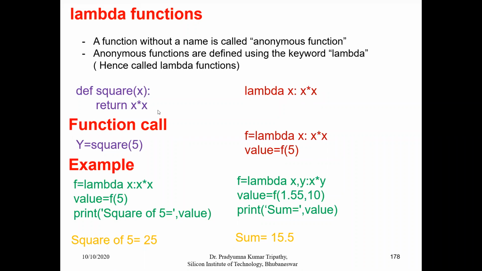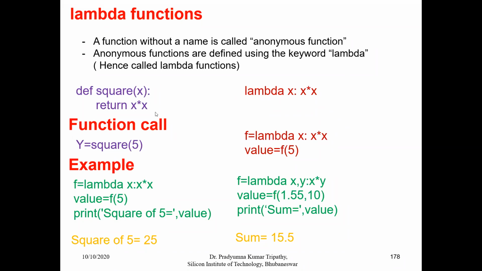One thing: a lambda function has only a single statement, and that is for returning. As it is only returning the value, there is no need to write return explicitly. You just write x into x, because a lambda function automatically returns the value. Is it understood how I am defining it? So this is the way we usually define a function, and this is the way it is done with a lambda function.